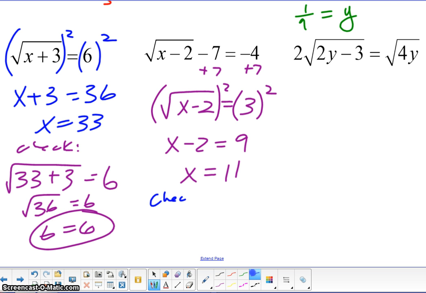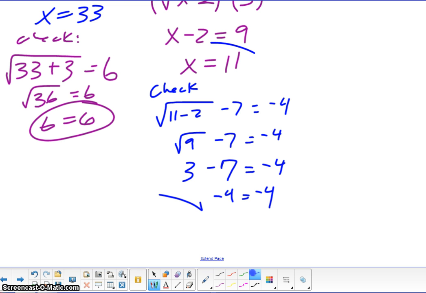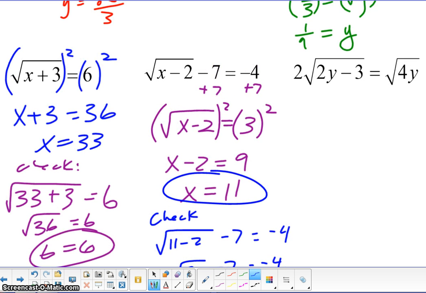So let's check our answer. 11 minus 2 minus 7 is supposed to equal -4. This is 9, and that's 3, and it looks like we have a match. So that also is the correct answer. X equals 11. Okay, go ahead and try the next one by yourself by pushing pause.